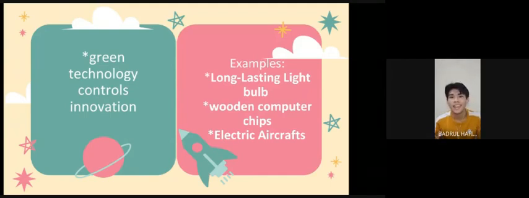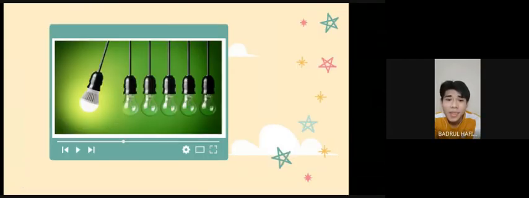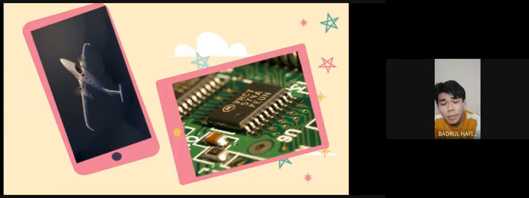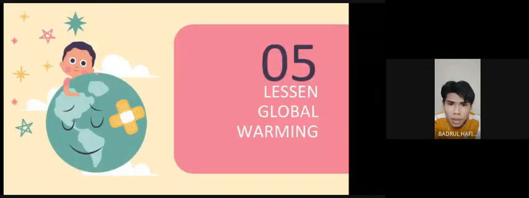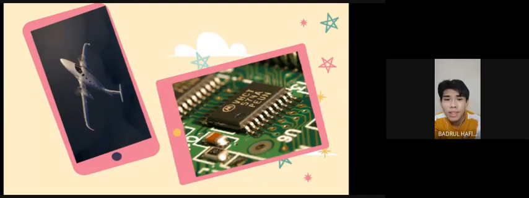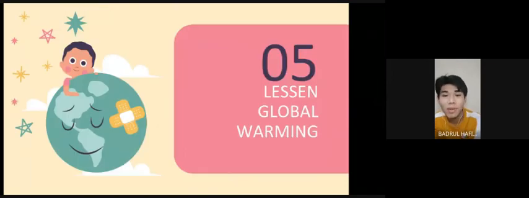Next. This is the light bulb, but the white one is the electric bulb, and the other five are ordinary bulbs. Next. That is the example of the electric aircraft, and that is the sheet. Okay, next lesson: global warming.